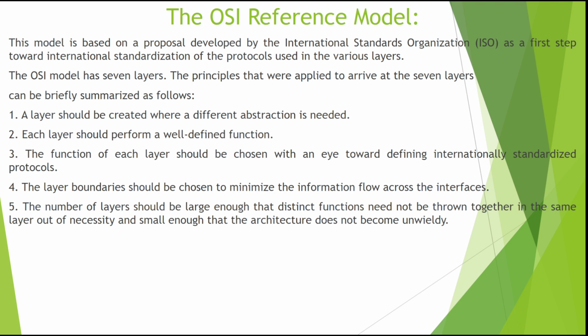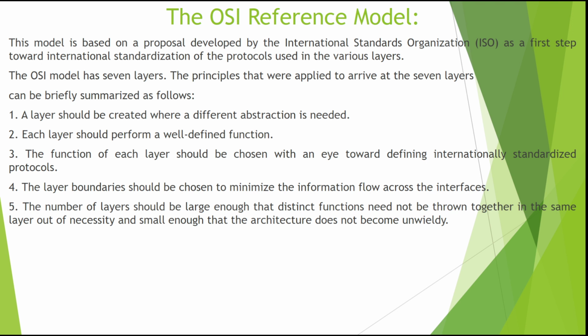Now, again, each layer should perform a well-defined function. So each layer should be known. If I step on step 2, step 3, I need to know what needs to be done by that. And the function of each layer should be chosen with an eye toward defining international standard protocols. So each should have certain standards that will protect it and go with it. Now, the layer boundary should be chosen to minimize the information flow across the interface. So it has to have walls or a boundary, so that this information doesn't jump off to the other. So it has to protect itself.